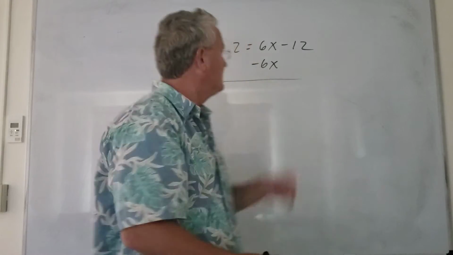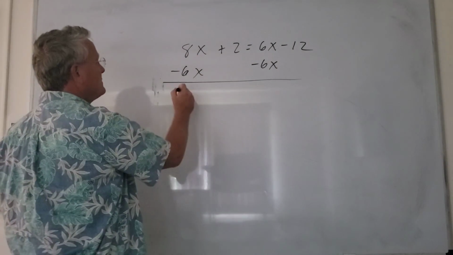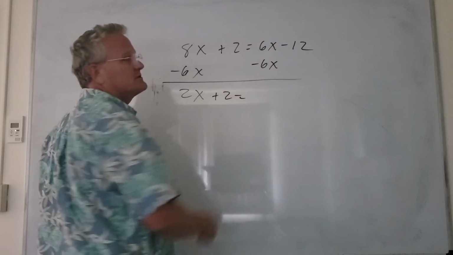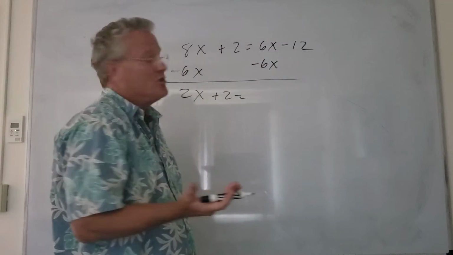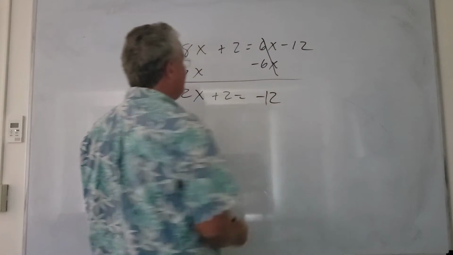It's an equation. So 8x's take away 6x's leaves us with 2x's plus 2. 6x take away 6x leaves us with no x's, 0, and we're left with minus 12.